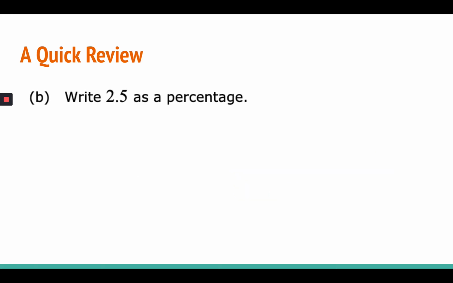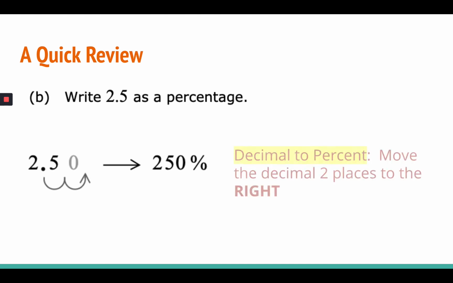And going back the other way, here's a decimal. We're going to change it into a percent. So we're going to move it 2 places to the right, which makes us add a 0 for 250%. So decimal to percent, 2 places to the right.